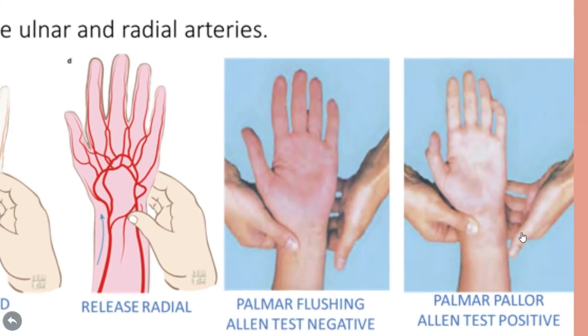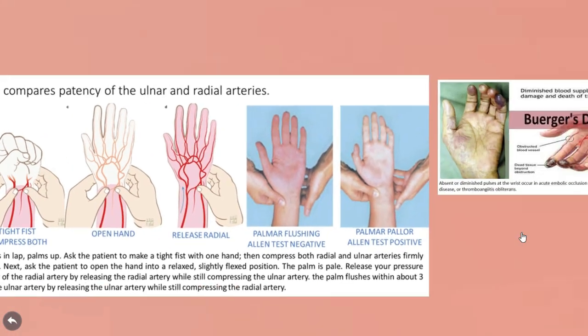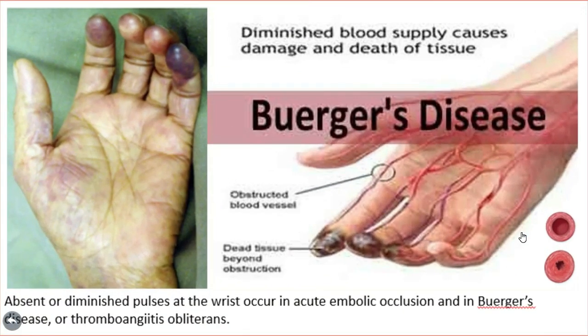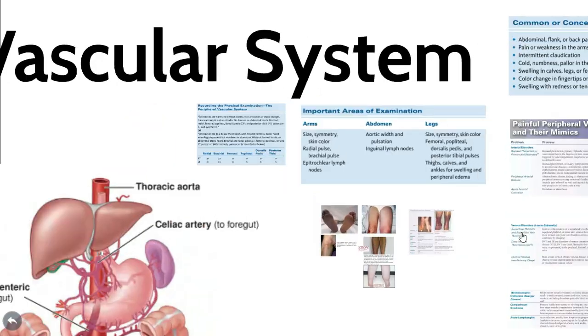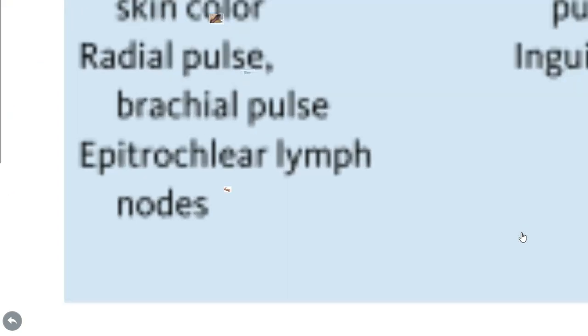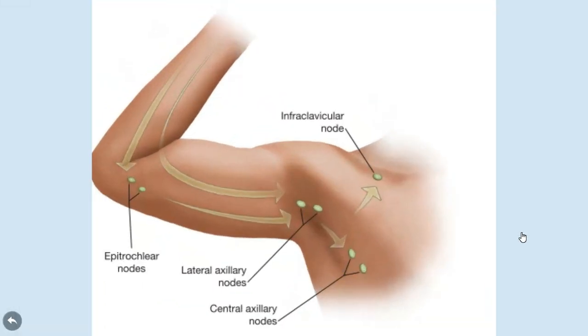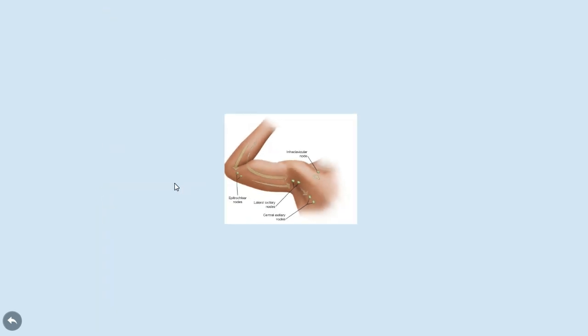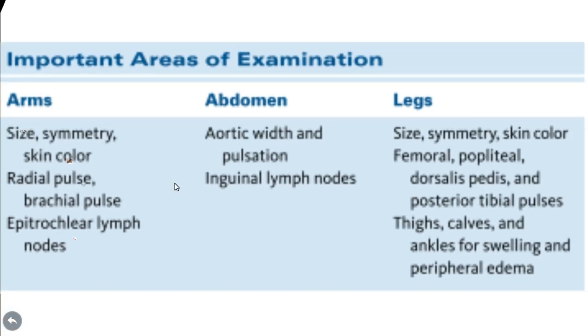Ulnar, radial. Okay, for Buerger's disease, they have absent or diminished pulse, which can occur in acute embolic occlusion or in Buerger's disease. So next we need to check the epitrochlear lymph nodes, which can be located here, or possible presence of cellulitis or possible lymphedema.